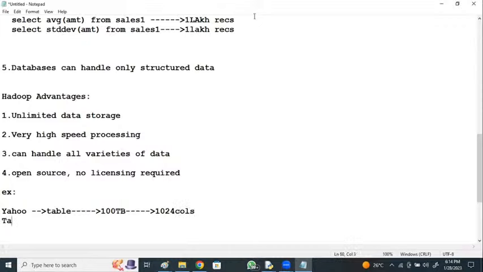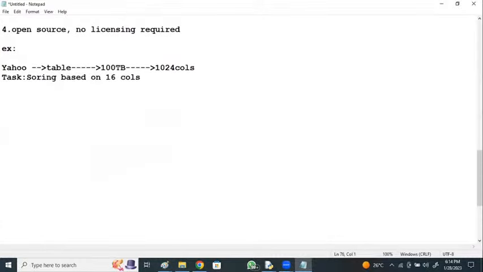The task: sorting based on 16 columns. What is the time taken by various databases? First one, Oracle has taken nearly 3.5 days to process this. MySQL has taken nearly 6 days to process it.